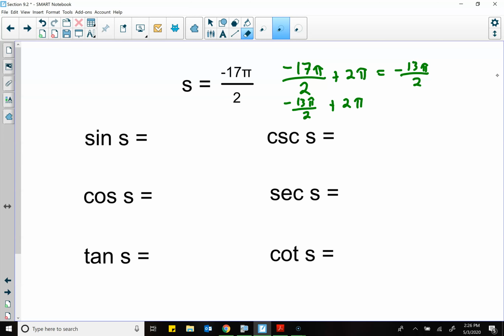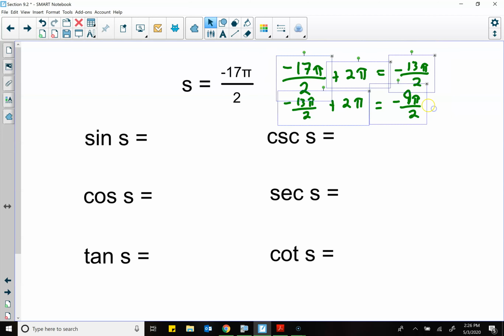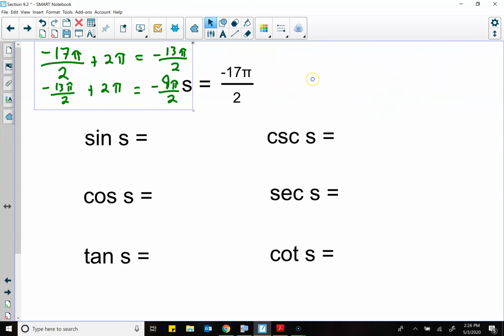So that gives us, sorry, I keep hitting the wrong piece, negative 9 pi over 2. Still not good enough. Well, let's do this. We'll grab this work right here, just slide it right over here. There we go.